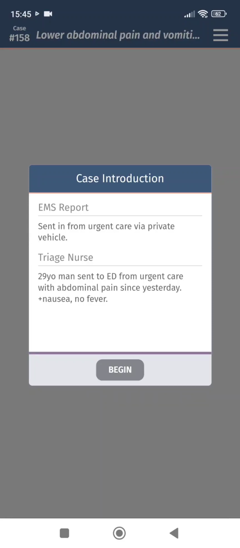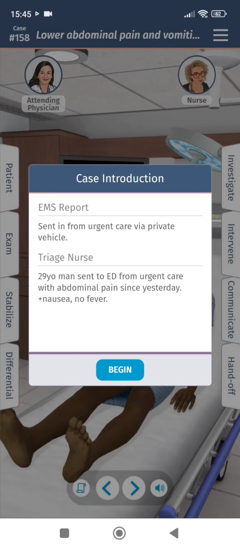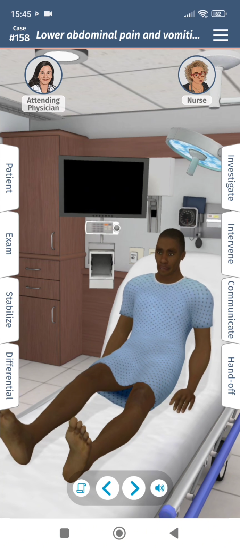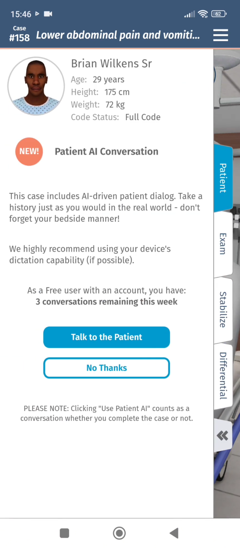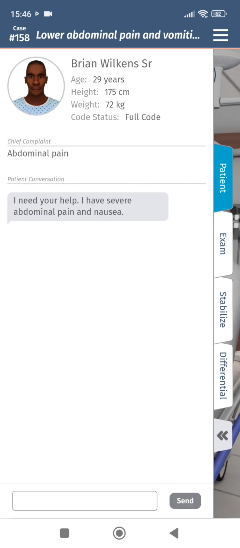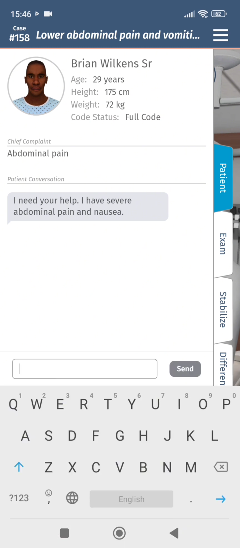Hello guys, today we will talk about an app named Full Court Medical Simulation, and there's a scenario on your screen: a 29-year-old man with a complaint of abdominal pain and nausea for 2-3 days. So we will start by talking. This is an AI model in which you can have a conversation with your patient. The patient has abdominal pain and nausea.